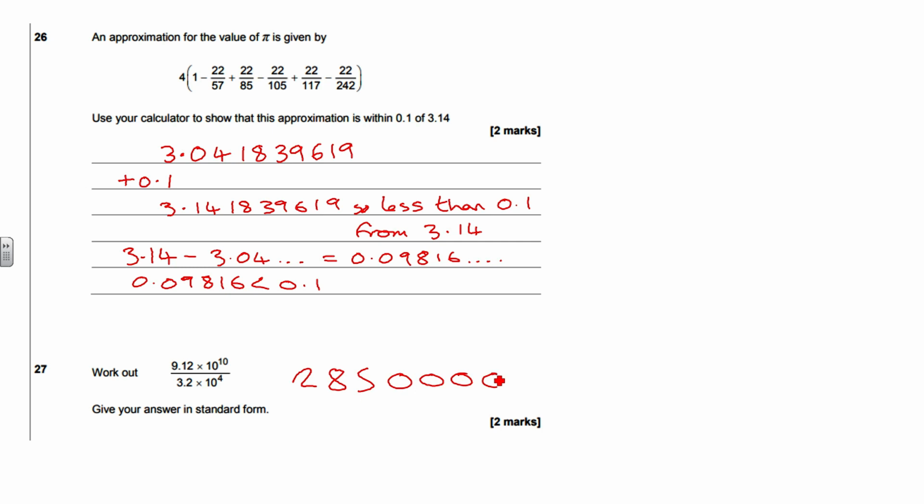Right, when we write a number in standard form, we need to put the decimal point into it, so that it's a number between 1 and 10, so it's 2.85. Then we need to figure out how many times do I need to multiply that number by 10 to get the original number. So I need to multiply it by 10 6 times. So 2.85 times by 10 to the power of 6.